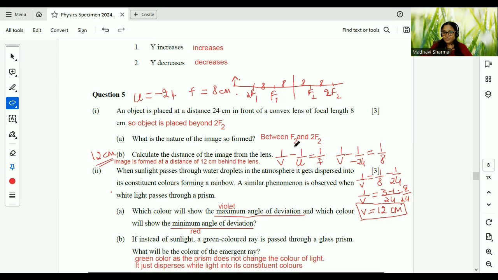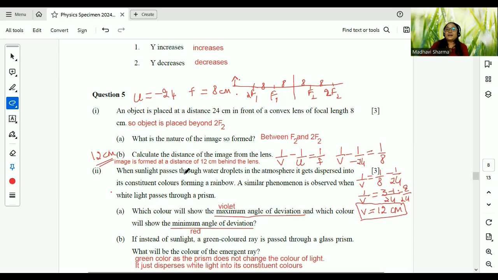Calculate the distance of the image from the lens. This is the formula. 1 upon V minus 1 upon U is 1 upon F. 1 upon V minus 1 upon minus 24. Remember, U is negative. Is 1 upon 8. Take it to the other side. Your V is 12 centimeters. So the image is formed at a distance of 12 centimeters behind the lens. This is how you have to write, or 12 centimeters positive.